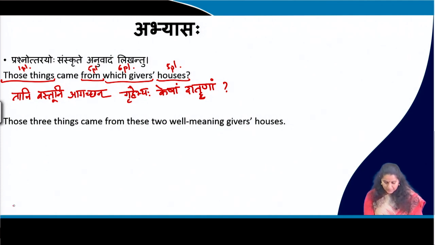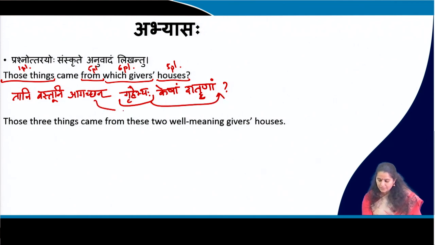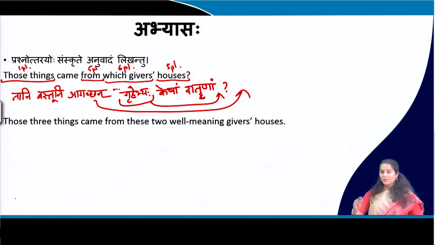Astu. So let us get back to the question, to the sentence. So tani vastuni agachan grihebhyah, kesham datrinam grihebhyah can come at the end here, and agachan can go all the way at the end. Let us ask that question in a more simple manner. So tani vastuni kesham datrinam grihebhyah agachan. Okay, tatra asti. Okay, now let us move on to the answer. Those three things came from these two well-meanings givers' houses. So pause, because as you can see it is not so straightforward and it needs a little bit of thinking. Tari, just pause it here and try and do it yourself first.